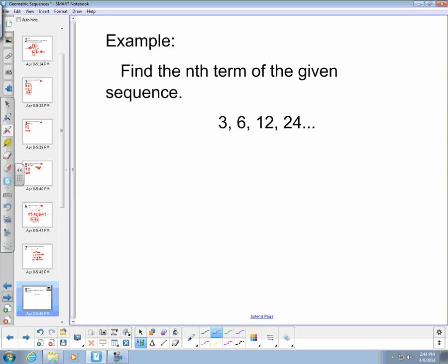We want to find the nth term of the given sequence. So we're going to take our formula, a sub n equals a sub 1 times r to the n minus 1. And in this formula, I need to substitute for a sub 1 and for r. The n is your variable and a sub n is your general statement for the nth term. So a sub 1, remember, was the first term. So that in this case is 3.